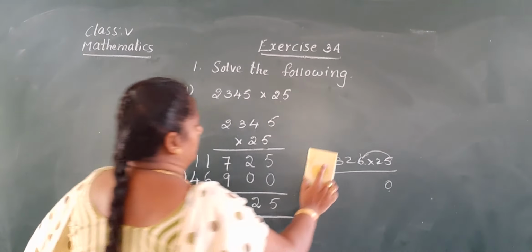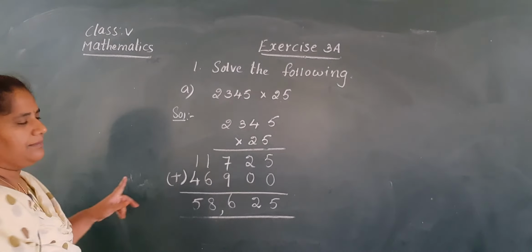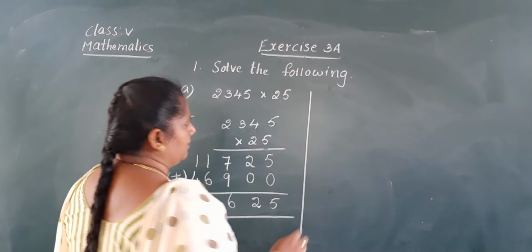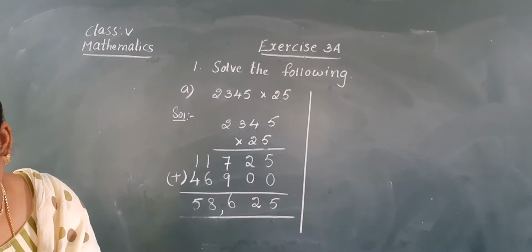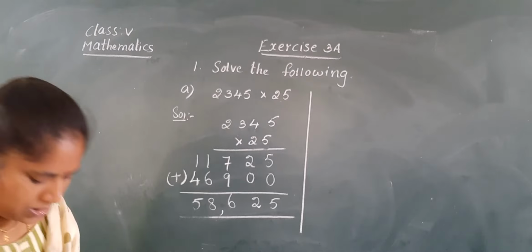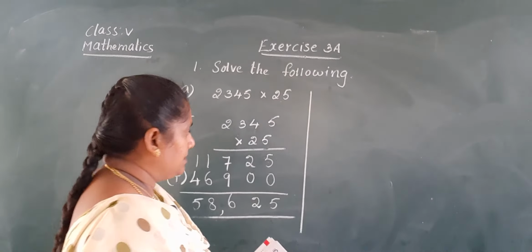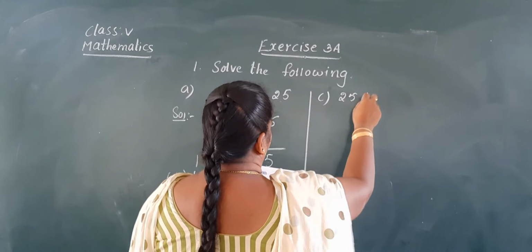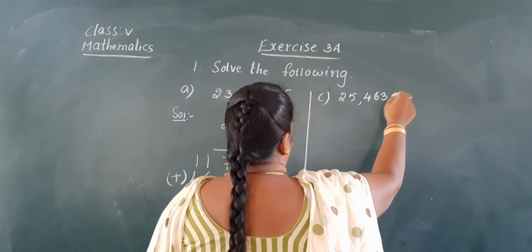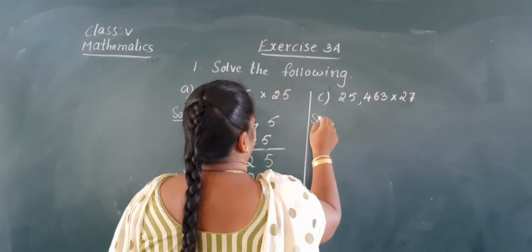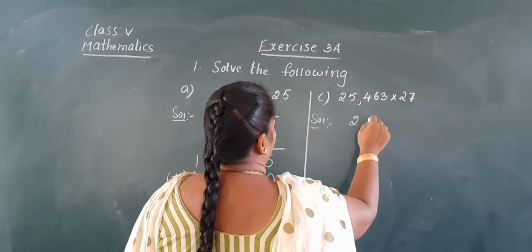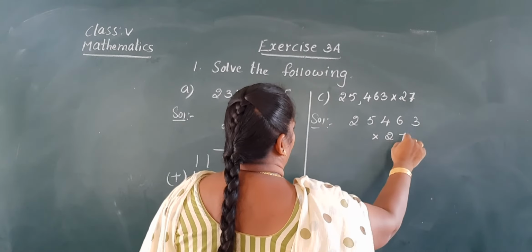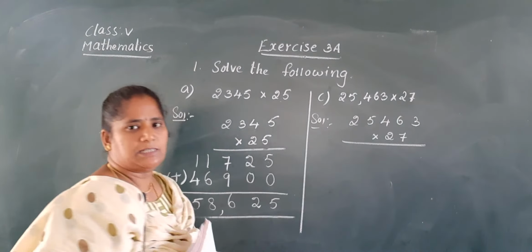Note down this multiplication in your classwork neatly. Now you have to draw the line and do the B problem as homework. Same model, so that I will give the homework. And problem C: 25,463 into 27. First you have to arrange the digits by giving some gap. Now you multiply first from the ones place.